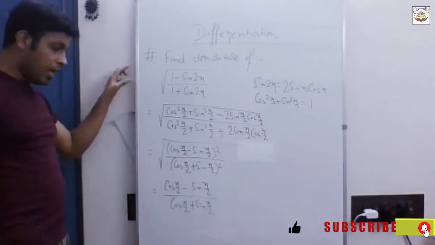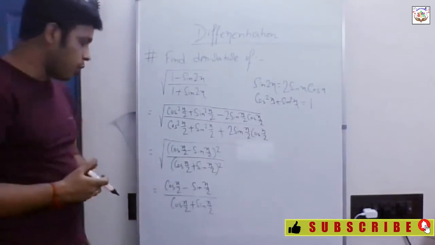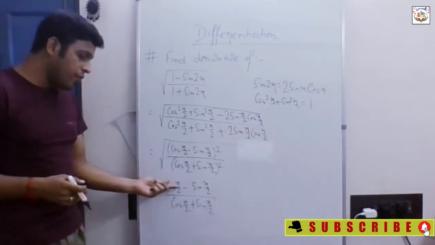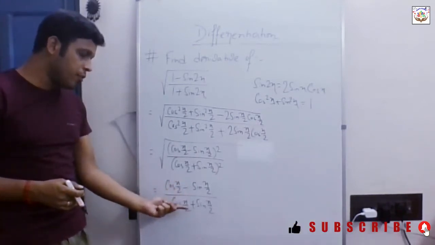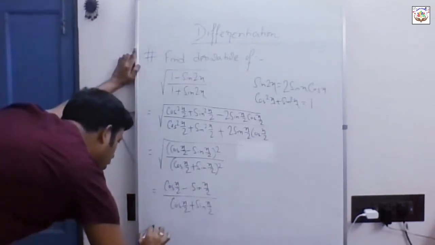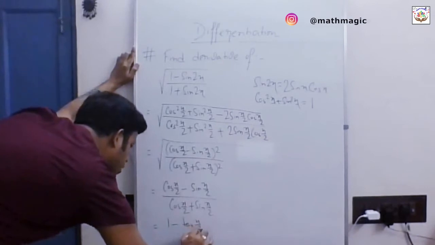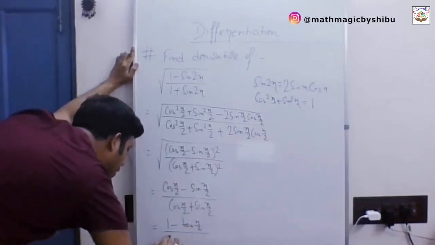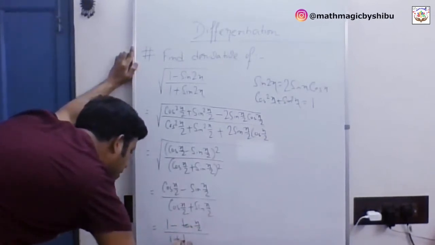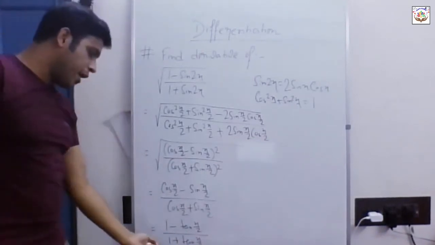Okay. Now, here we will try to simplify the problem. How? We will divide both numerator and denominator by cos x/2. So what we will get? We will get 1 minus tan x/2 and we will get 1 plus tan x/2.